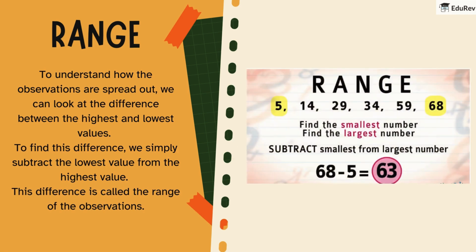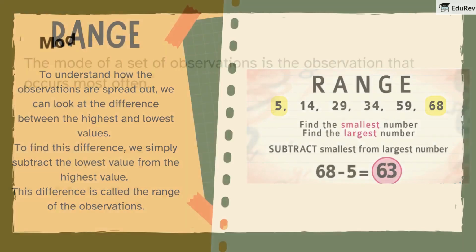For example, if we have the values 5, 14, 29, 34, 59, and 68, we first identify the smallest number, which is 5, and the largest number, which is 68. We then subtract the smallest from the largest. 68 minus 5 equals 63. So, the range is 63.